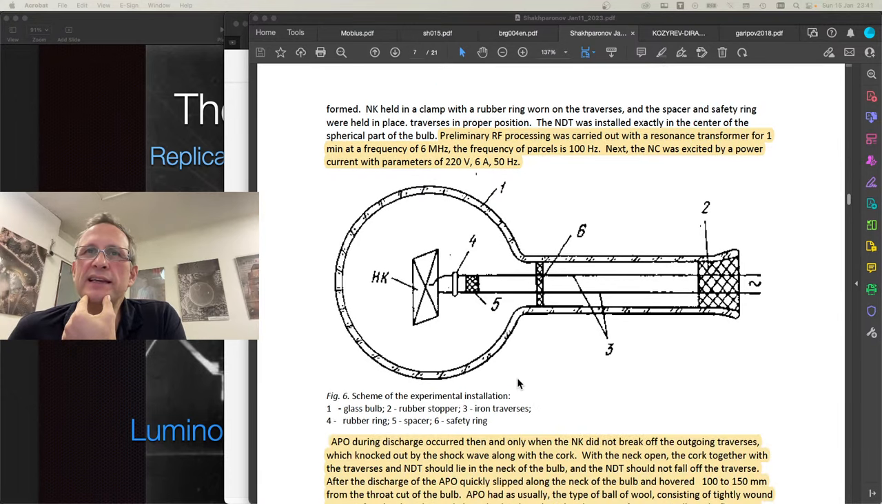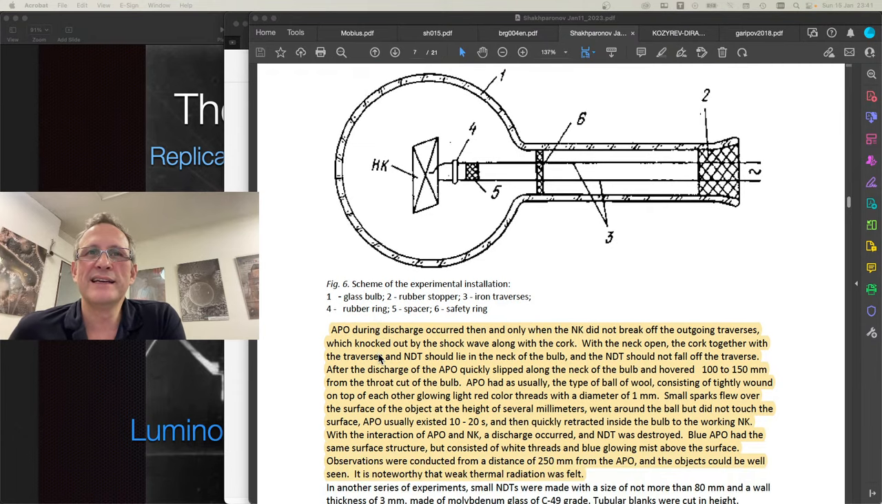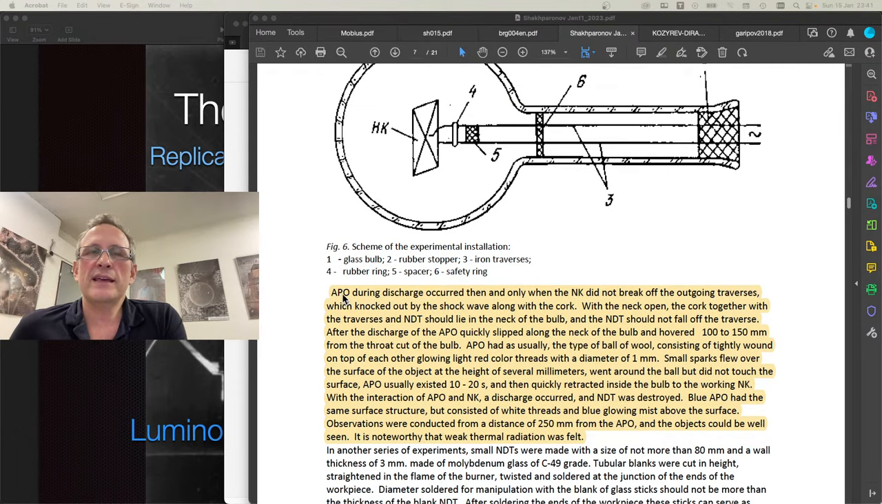Okay, so there we go. Here's our Möbius strip, our generator. These are your 2 conductors going through. This is our glass bulb and so forth. Okay, all right. The EVO created during discharge occurred only when the Möbius strip did not break apart.